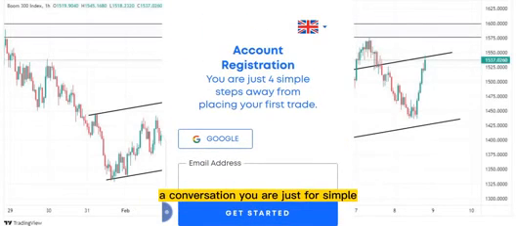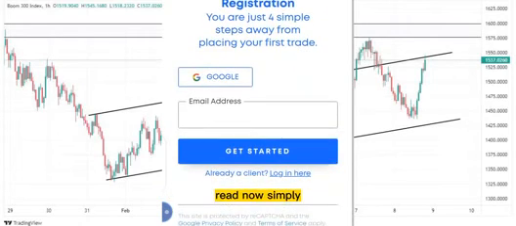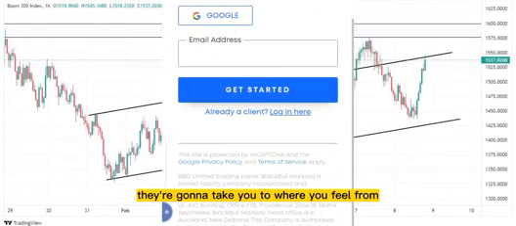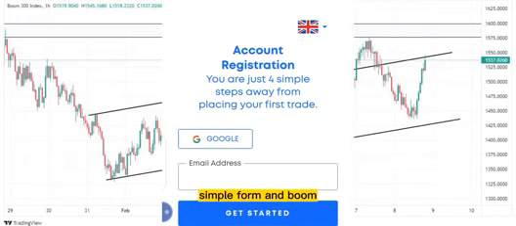Account registration: you are just 4 simple steps away from placing your first trade. You can get started with Google, which I recommend, of course. Now you input your email and then get started. It's going to take you to where you fill a simple form, and boom, you've gotten your trading account.